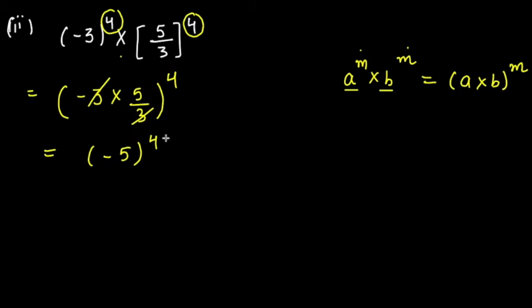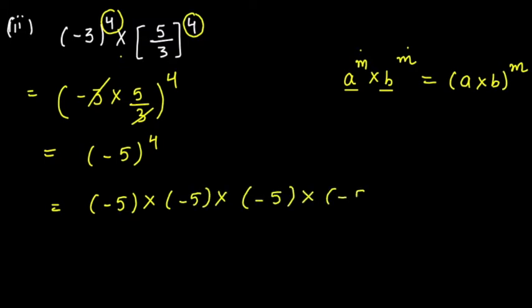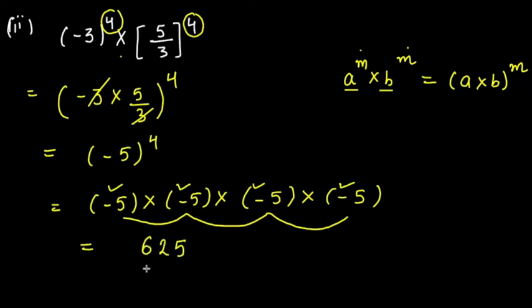Now when you have to multiply an even number of powers, it is basically minus 5 into minus 5 into minus 5 into minus 5. So minus minus plus, and plus minus minus another plus. So my answer will be positive. 5 5s are 25. 25 into 5 is 125, and 125 into 5 gives you 625. So this is the answer of part 3.